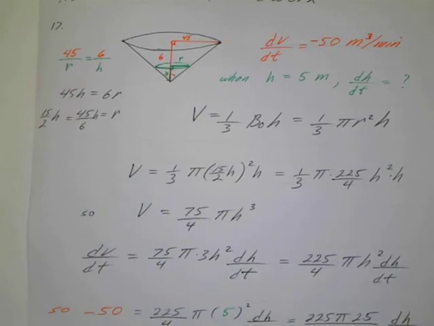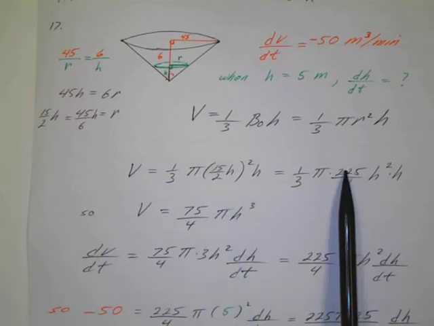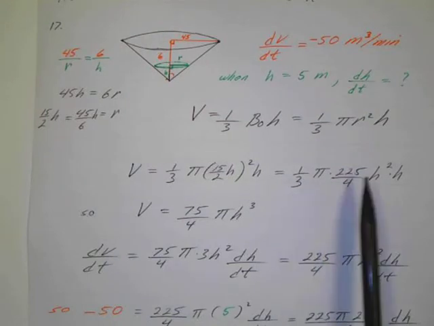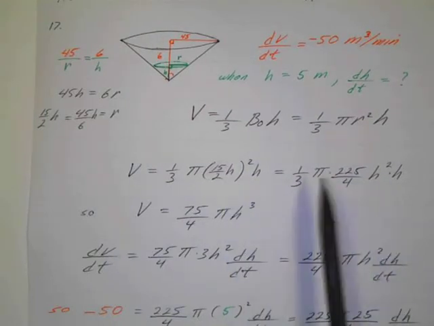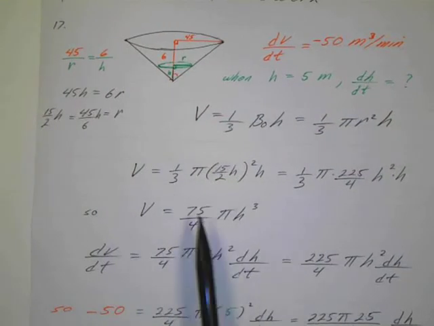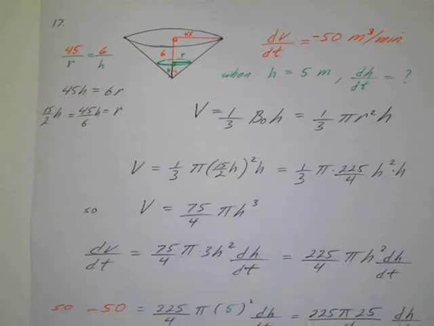So we're going to take our derivative implicitly, and we'll be in pretty good shape. Let's simplify this first. So 15 squared is 225, 2 squared is 4. And then 3 happens to go in, and that's going to be h squared times h. 3 goes into 225 75 times. So this is my simplified form: volume equals 75 over 4 pi h cubed. So now I'll take the derivative of both sides implicitly.